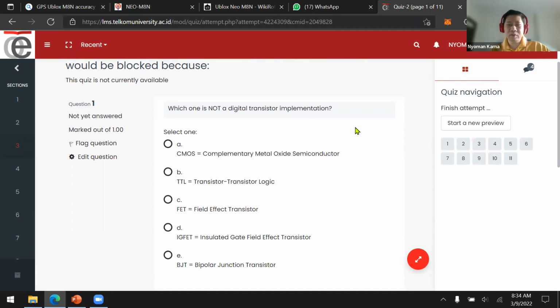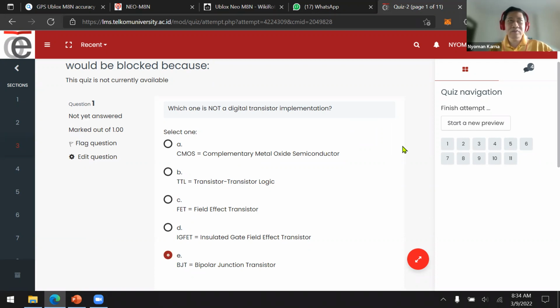A, CMOS, complementary metal oxide semiconductor, yes, it's a digital transistor. TTL, transistor-transistor logic, yes, it is a digital transistor also. And FET, field effect transistor, yes, this is a digital transistor. And IGFET is also another type of FET, the insulated gate field effect transistor. So the one that is not a digital transistor is the BJT, bipolar junction transistor.